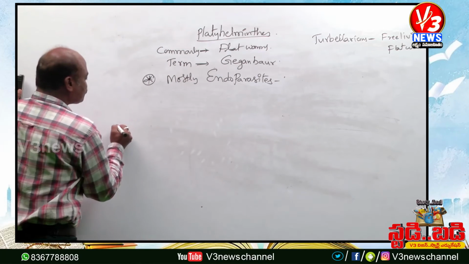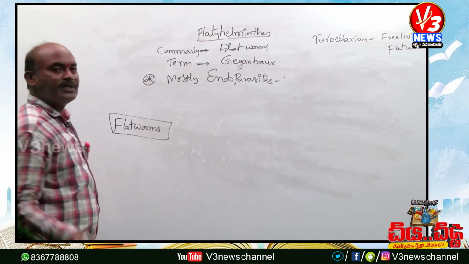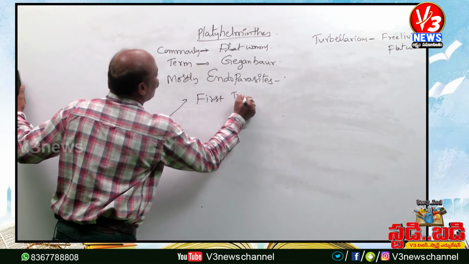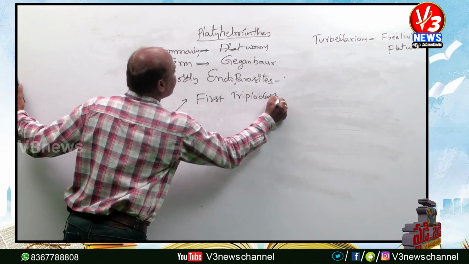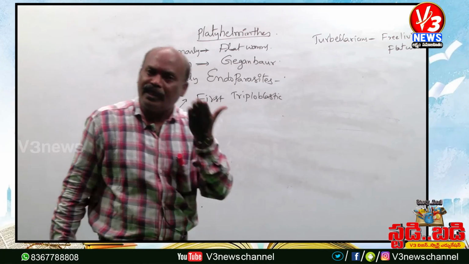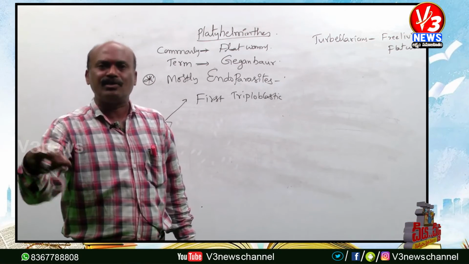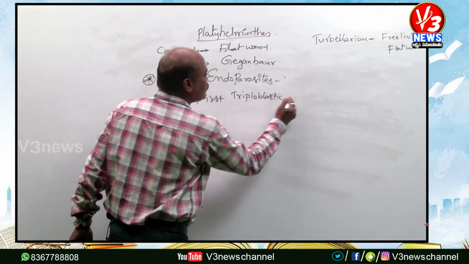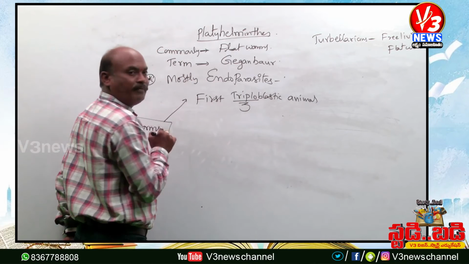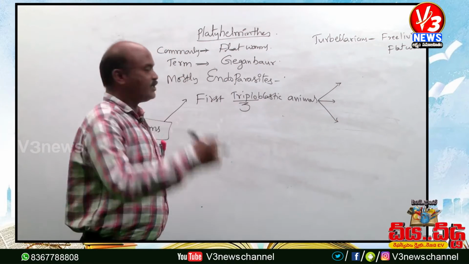Right. Now the characters of the flatworms. These are the first triploblastic animals. Yes, this is a new word for us. We discussed in Cnidaria as well as Ctenophora that they are diploblastic animals. Diplo means two, blast means layers. Here, these are the first triploblastic animals. Triplo means three, so their body wall possesses three layers.